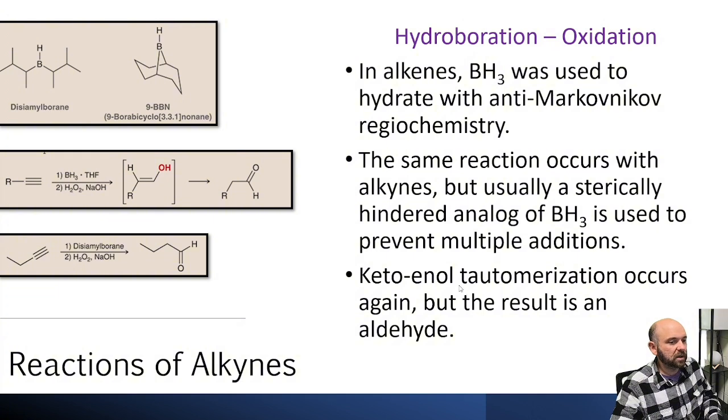The keto-enol tautomerization still occurs. However, when you do this on a terminal alkyne, because it adds on the non-Markovnikov side, the result is an aldehyde instead of a ketone. And so there's not a methyl group on that side. There's only a hydrogen on the end of the molecule now. And that's the difference between the sulfuric acid hydration versus the hydroboration hydration.